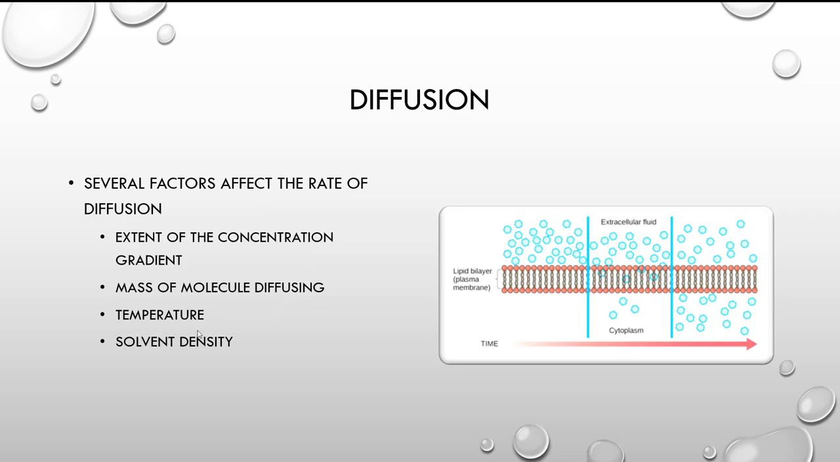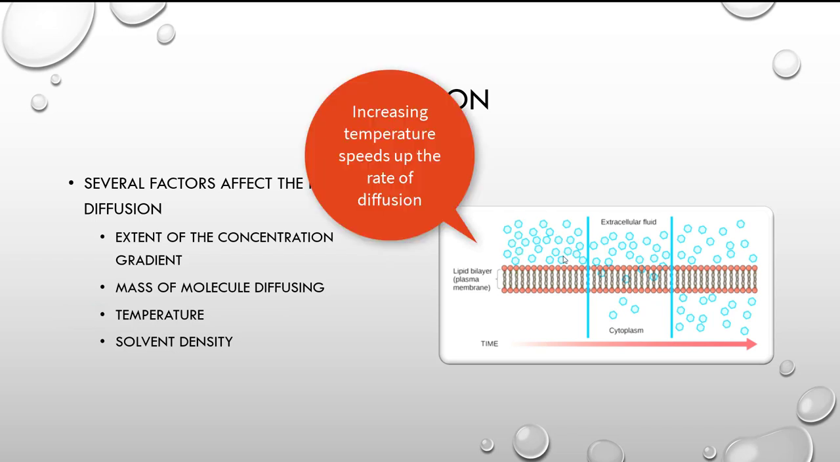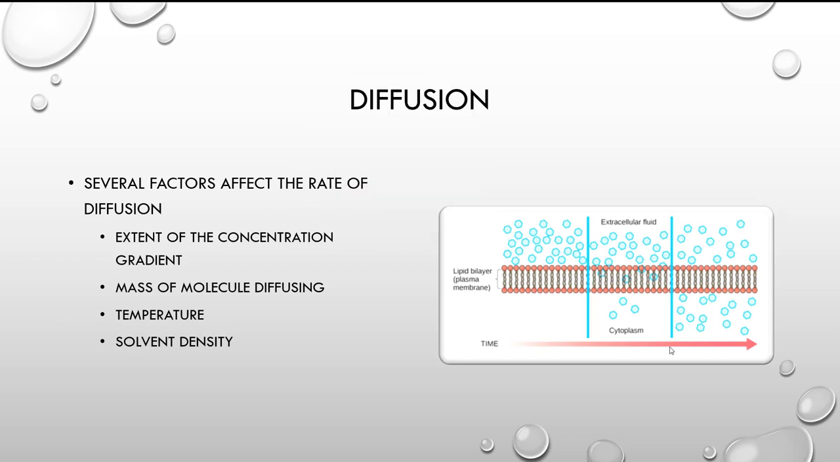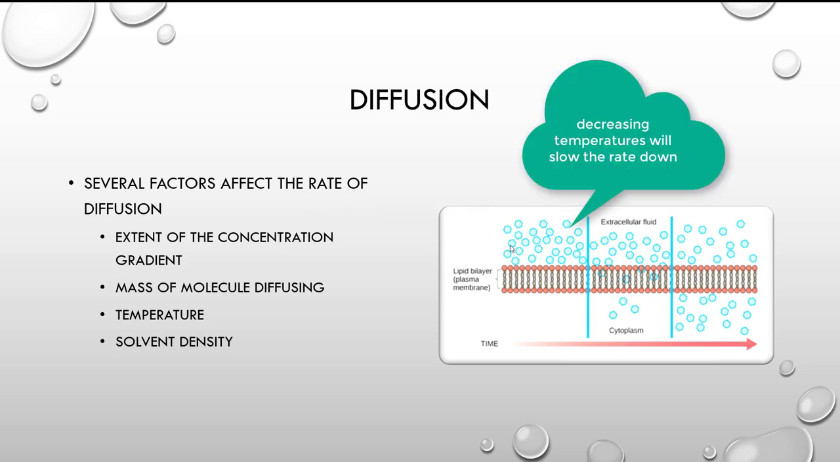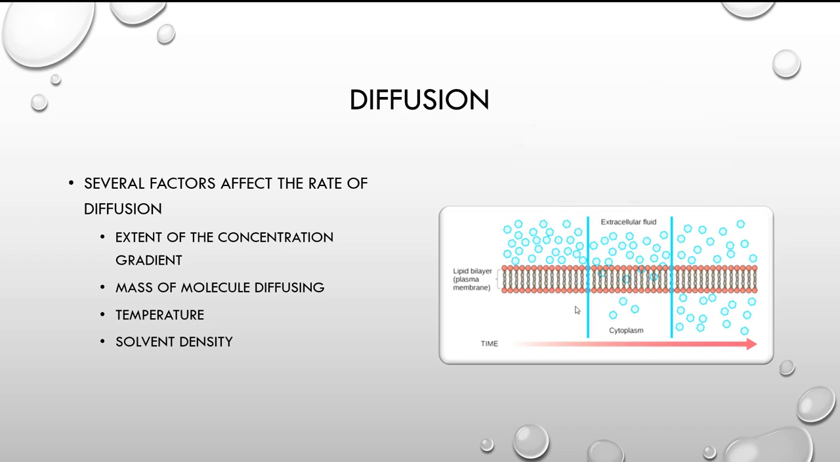Temperature can affect the rate of diffusion. If we increase the temperature, these molecules are going to start speeding up, and because they're speeding up, they're crashing into each other more, and they're going to make their way across the membrane at a faster rate. If we decrease the temperature, that slows those molecules down and it takes longer for them to diffuse across. Okay, so that will decrease the rate.